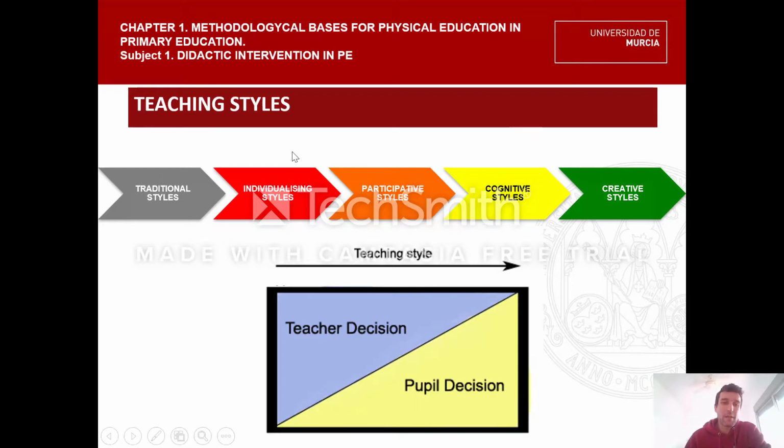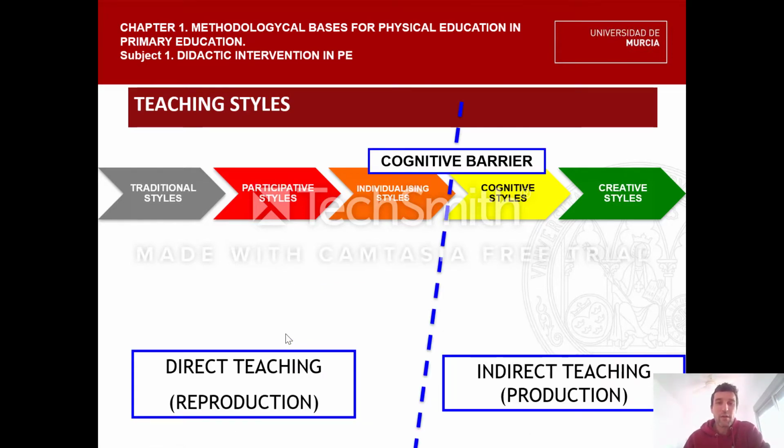Remember, in every step we go toward the end of the picture, we are giving more autonomy and more decisions to the students, and the role of the teacher is different. We have been talking about the traditional, participative and individualizing styles with their characteristics, but they have in common that all of them are included in direct teaching. Remember, in direct teaching all the decisions and instructions were made by the teacher, and the students just reproduce that instruction.